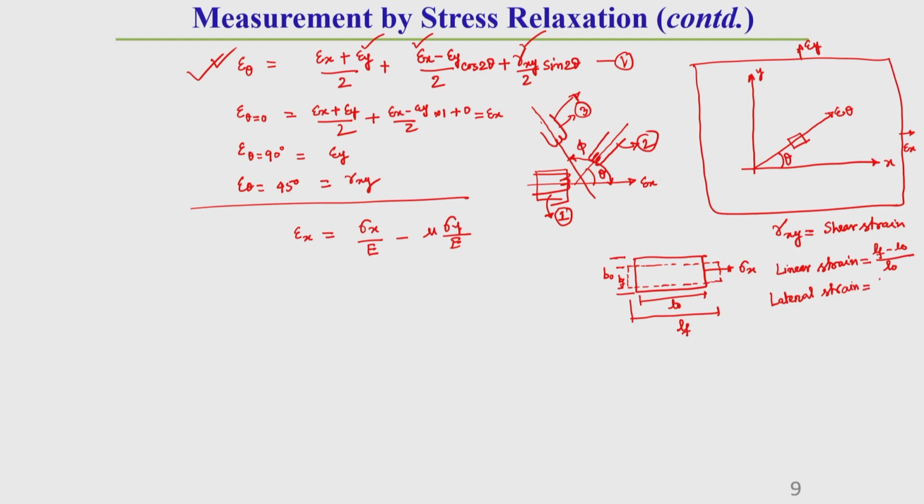So, how can we write lateral strain? Here you see the change of breadth divided by its original breadth B0. That means (Bf minus B0) divided by B0, this you can say.